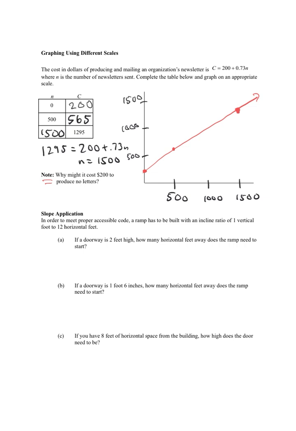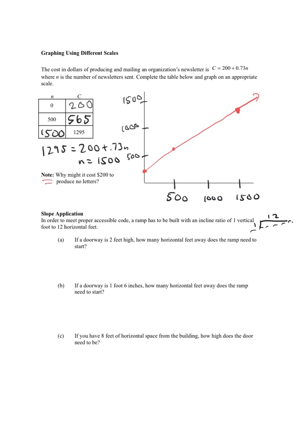This slope application, you'll see a couple like this in the homework. It's kind of interesting. In order to meet proper accessible code, a ramp has to have a ratio of 1 vertical foot to 12 horizontal feet. Okay, so that would be a 1 over 12 slope. All right, a 1 to 12. Otherwise, it would be too steep. So the ramp has to be manageable to get up.